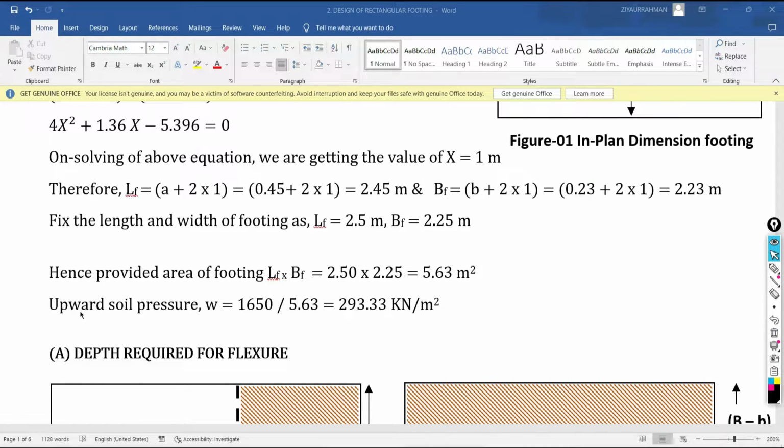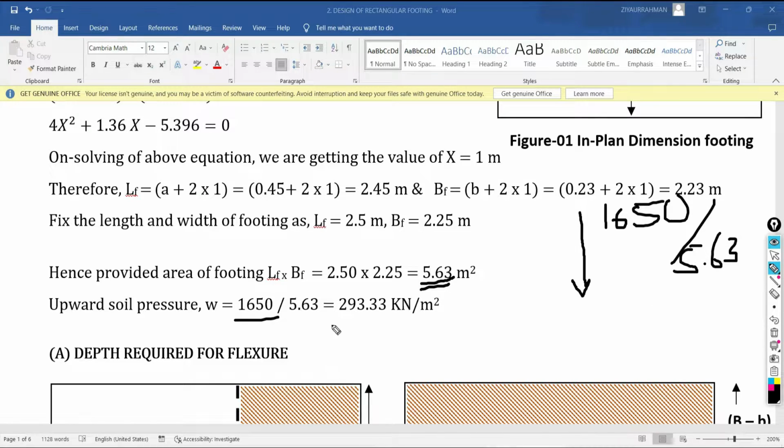Okay, so upward soil pressure will be equal to 1650. As I told you, that is the total load coming to the soil. Total load is what? Load coming from your column plus self weight of the footing. Finally, we got the value of 1650 divided by the provided area of footing, which is 5.63. If we take the ratio of this, we are getting 293.33 kilonewton per meter square.